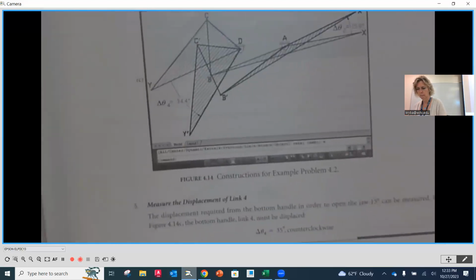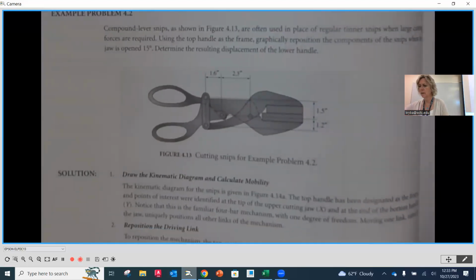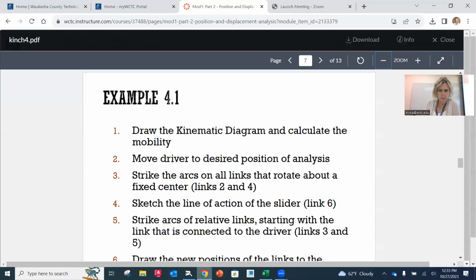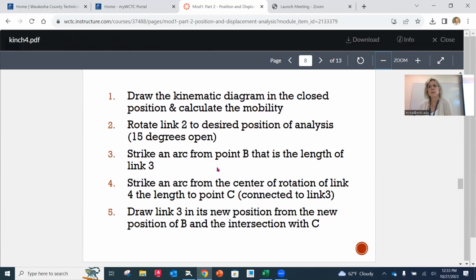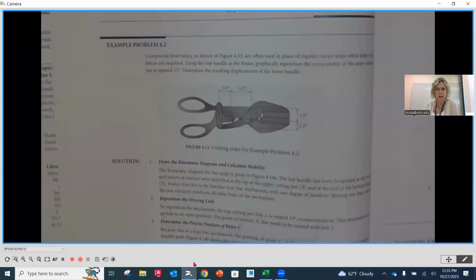All right. Let's look at another example. I believe that's probably what's after. Yep, Example 4.2. So we want to go through this very same process, but this time we're going to be looking at a cutting snips. And we'll continue to look at the illustration here in the book.